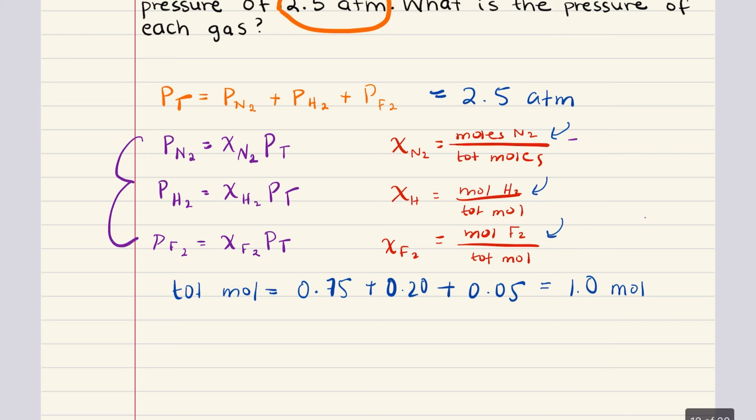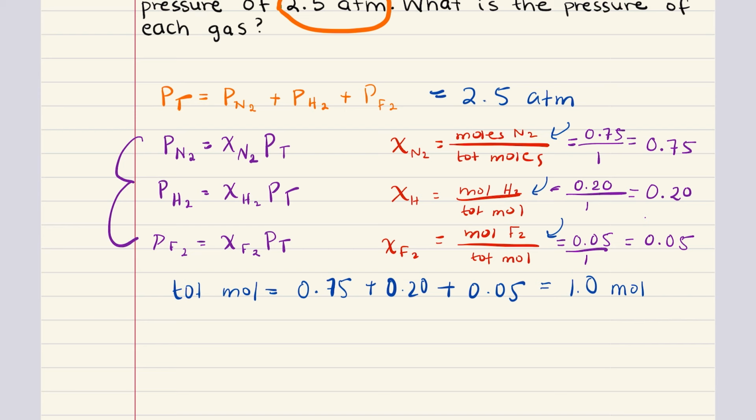Now, the mole fraction for nitrogen gas is going to be 0.75 moles divided by 1, and that gives us an answer of 0.75. For hydrogen, it's going to be 0.20 moles over 1, and that gives us an answer of 0.20. And then for fluorine gas, it's 0.05 divided by 1, and that gives us 0.05. Now we can go ahead and plug them into our equations for the partial pressure.